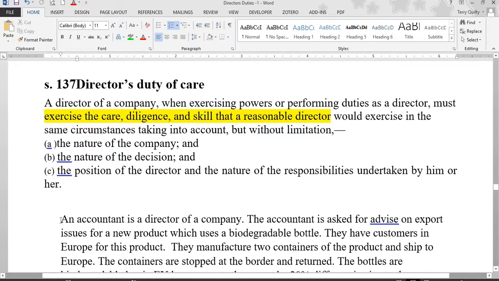Now, director's duty of care. This is a very straightforward one: a director should exercise reasonable care, diligence and skill. It's an objective test, so how much skill and diligence is required depends on the nature of the company, the nature of the decision, and the position of the director. So if it's a large company with significant financial issues and borrowings, etc., then it's going to import quite a high standard.